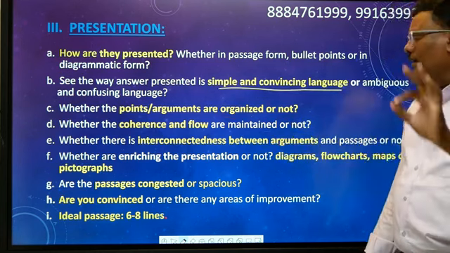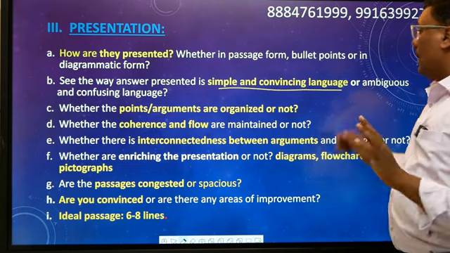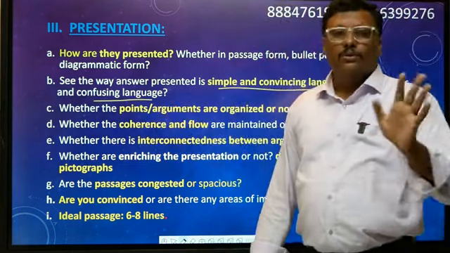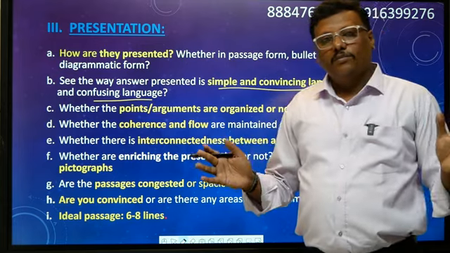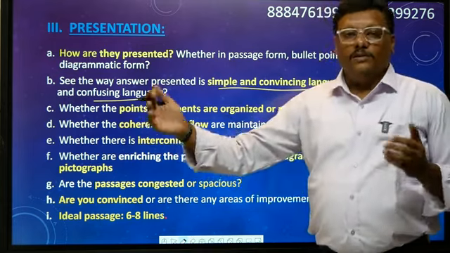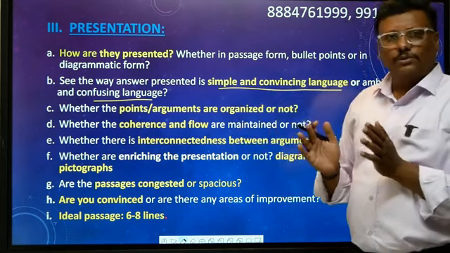You don't only need simple language, but avoid confusing language. Beating around the bush, we say. Do not do that. Because ultimately, at the end of one passage, you're trying to convey only one idea. You're exceeding your word limit. Try to be smart. Do the smart work.